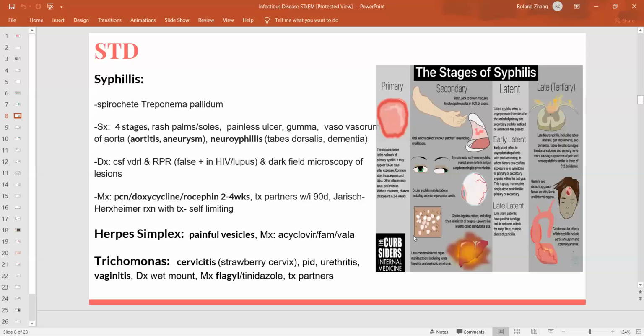The way you diagnose this is serum, or even lumbar puncture with the CSF VDRL, and then serum RPR. And then if they have a genital lesion, or even a rash, you can scrape them and put it under the microscope.